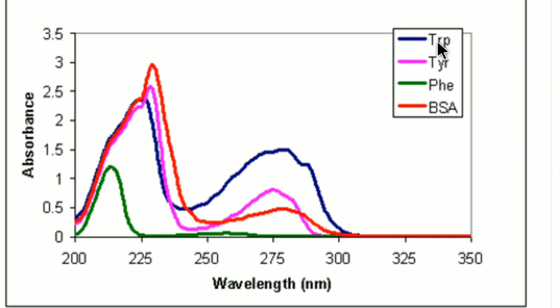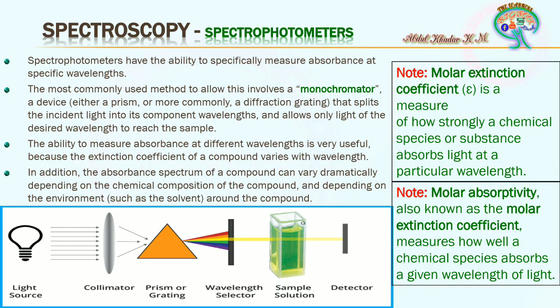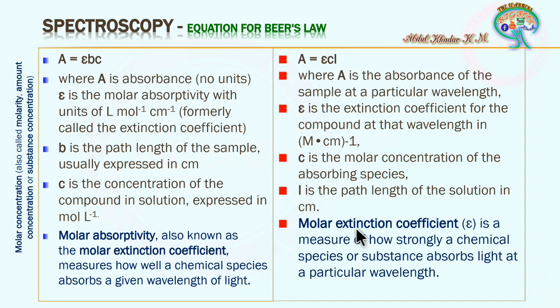In the same manner, tryptophan, tyrosine and bovine serum albumin are going to act. Now here you can see, with reference to that particular curve graph, the extinction coefficient is nothing but the absorption of light by a chemical species or substance at a particular wavelength, which is always constant.